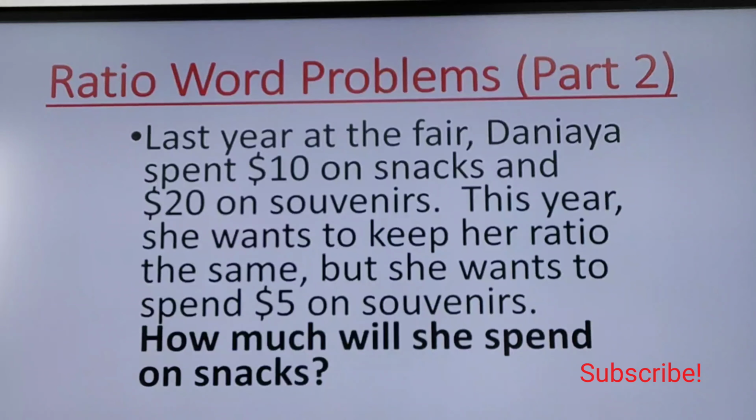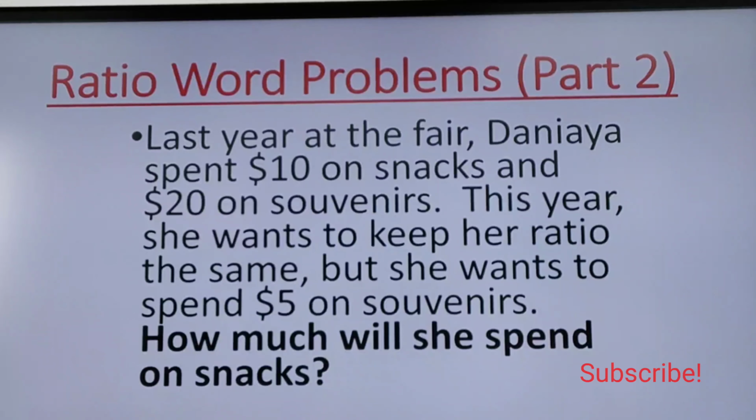For our final question, last year at the fair, Denaya spent $10 on snacks and $20 on souvenirs. This year, she wants to keep her ratio the same, but she wants to spend $5 on souvenirs. How much will she spend on snacks this year? Go ahead and take your time to write out your important information, okay? These things are usually your numbers, so we have $10 on snacks, $20 on souvenirs. Those are important things to underline and highlight. And also, she will spend $5 this year on souvenirs. You want to highlight or underline that.